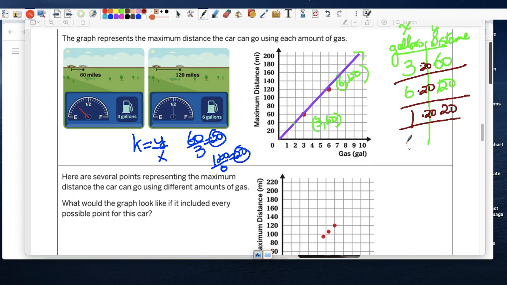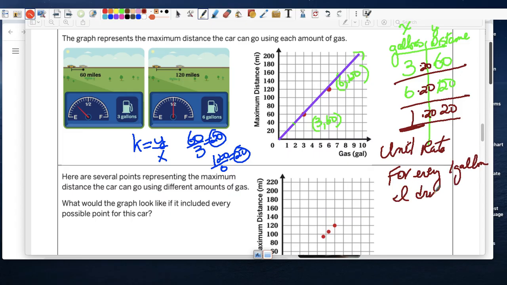So where's my unit rate? The unit rate is two quantities compared, but one of them, when you're comparing, is the quantity of one. So the unit rate, and I describe it with words, is that for every 1 gallon, I drive 20 miles. And there's my unit rate. On the table, it's there.